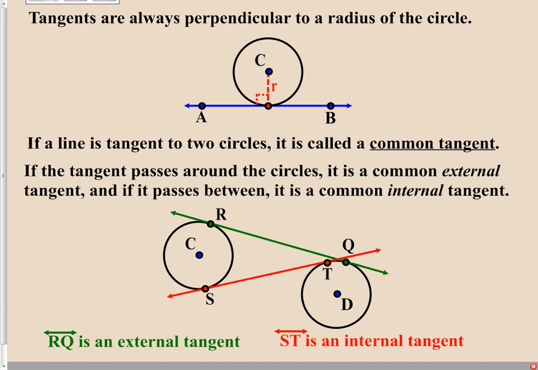So in the diagram down there, the green one is a common external tangent, and the red one's a common internal tangent. Again, they're both common because they both are tangent to two different circles. This is not real normal type vocabulary. We don't run into this idea of common tangents too often, but while we were talking about them, it made sense for us to go ahead and have a look at those.